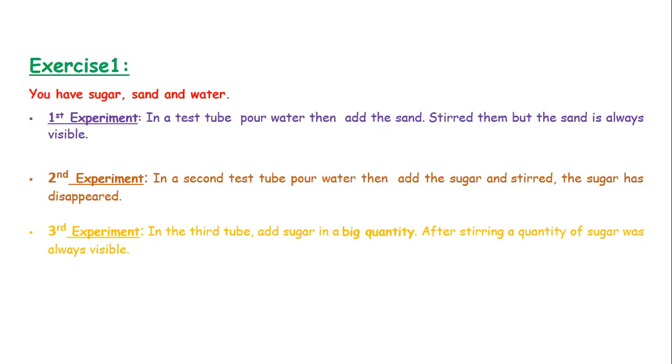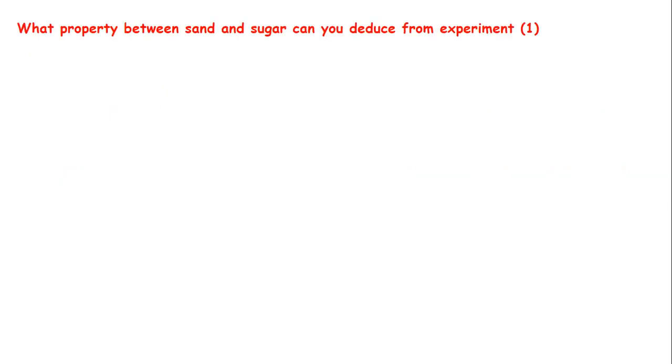Let us see experiment 1. In a test tube, pour water, then add the sand, stir them, but the sand is always visible. What property between sand and sugar can you deduce from this experiment? Comparing sand and sugar, the solubility is the difference between them, because sugar is soluble while sand is insoluble in water.